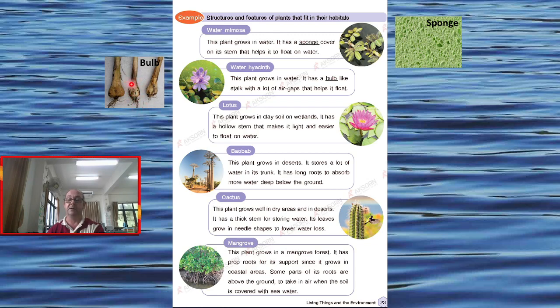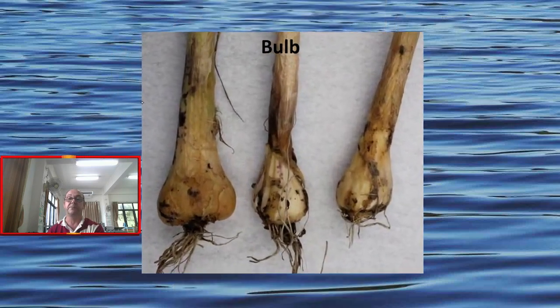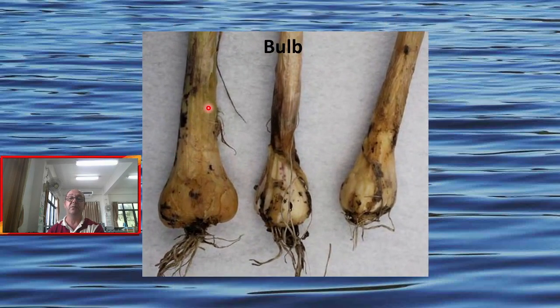So let's have a closer look. You can see here the way it's shaped, similar to a light bulb or a pear, perhaps. An onion is a bulb. The onions that you eat, they are bulbs.